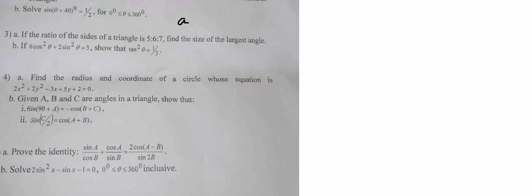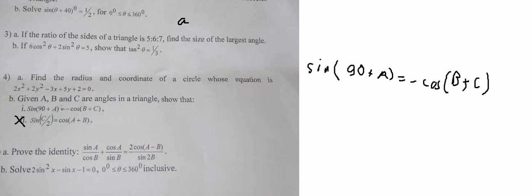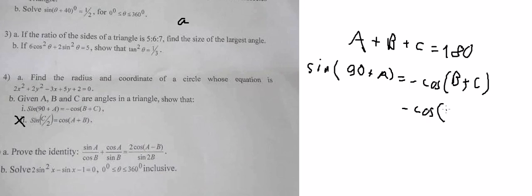Next one, question 2 is wrong. You don't need to worry about that. Question B, for B number 1, we have sine 90 plus A equal to negative cosine B plus C. The question mentioned that A, B, and C are angles in a triangle. So we know the formula A plus B plus C equal to 180. So in this situation, B plus C, we can change to cosine 180 minus A. We put A go to the right. That's why you got negative A.